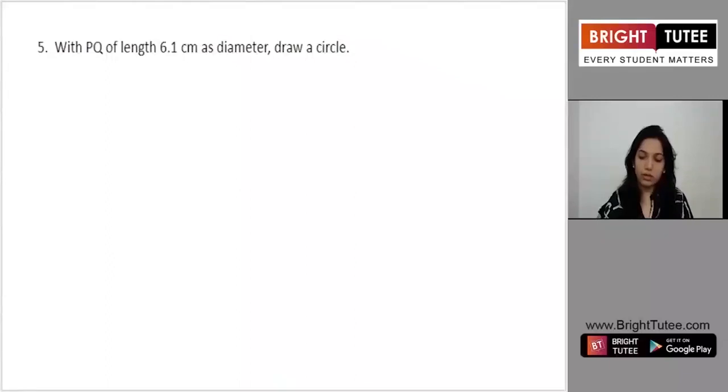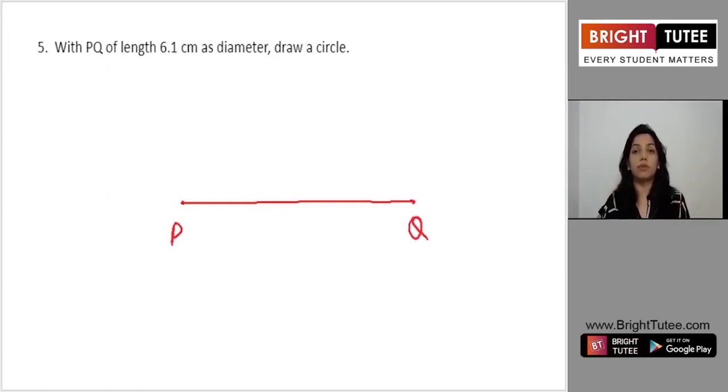Moving on to the next question. Here it says with PQ of length 6.1 cm as diameter, draw a circle. So first of all, the first step is that you draw a line and name it as PQ. Okay, so when you are done with this step, what we need to do? We need to draw a circle here and we need to make sure that when we are drawing a circle, PQ should be the diameter of that particular circle.